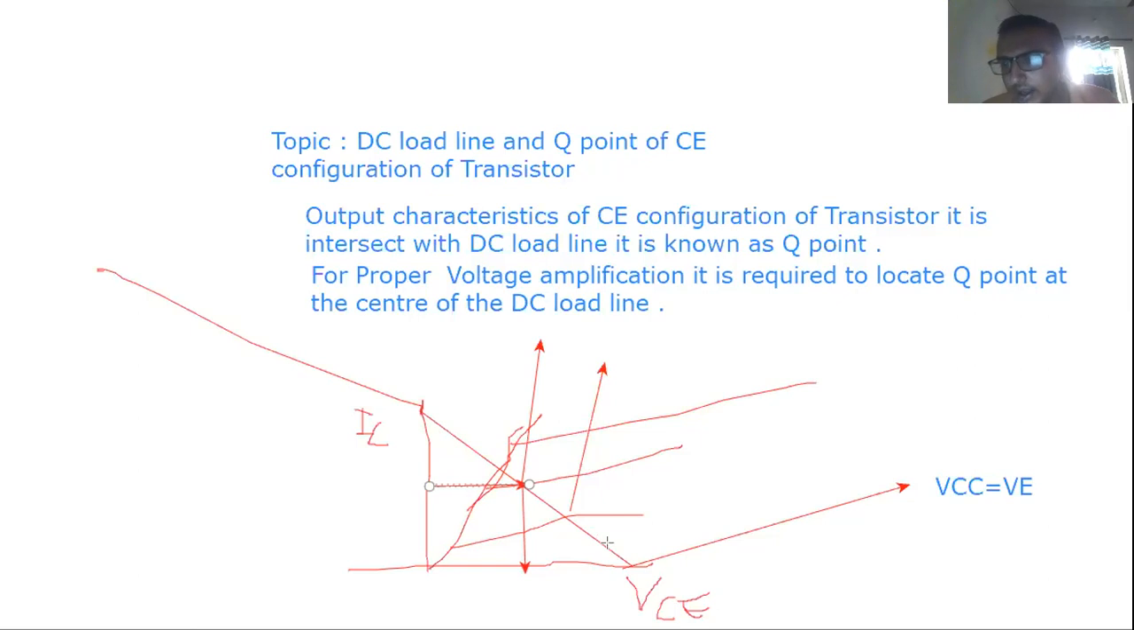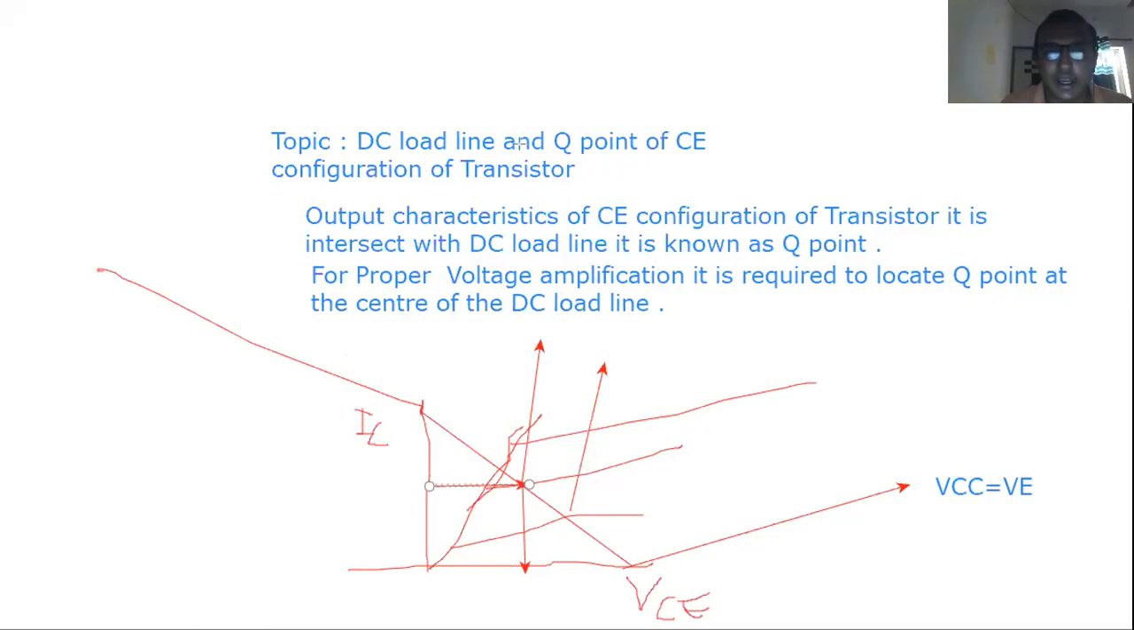If the Q point is located at the lower level, at that time it can act in the cutoff region. If the Q point lies above the center of the DC load line, it is known as the saturation region. So it is the concept regarding the DC load line and Q point.